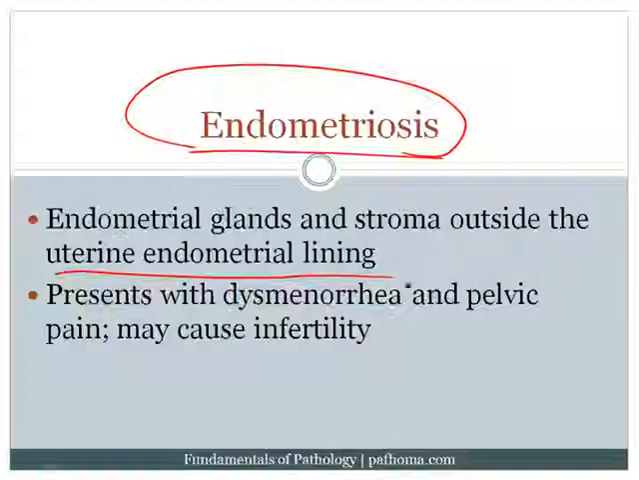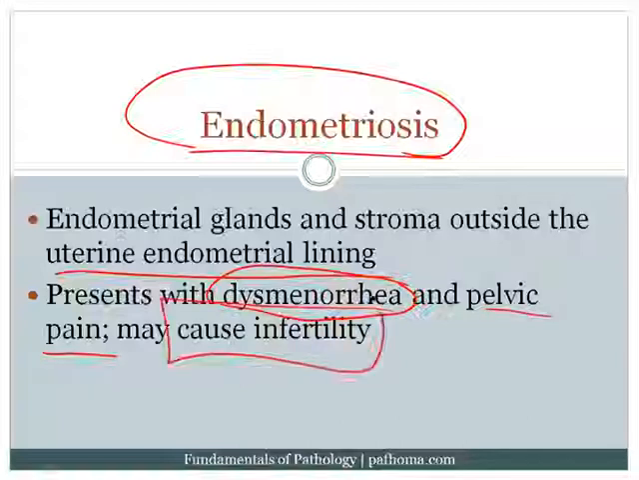This is going to present with dysmenorrhea, which is pain during the menstrual cycle, and the reason is because these displaced glands and stroma are going to cycle the same way that the endometrium would cycle, and so that can result in pain, particularly because this tissue is located in an abnormal location. So there'll be dysmenorrhea and pelvic pain. Infertility can also be a consequence of endometriosis, as I'm going to make clear as we move forward in our discussion.